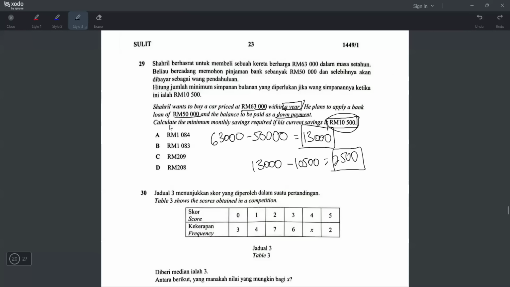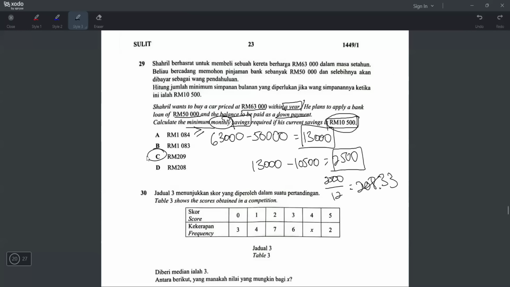Within a year. But they want the minimum monthly savings. Minimum means bigger or equals. It means sekurang-kurangnya berapa yang dia kena save 1 bulan. Ini yang dia kena save 1 tahun. So you have to divide with 12 lah. You divide with 12, then you get the minimum monthly savings. So let's tekan 2500 bahagi 12. So my calculator give me 208.33333. So it's roughly 208.33, right? But you have to bulat C.